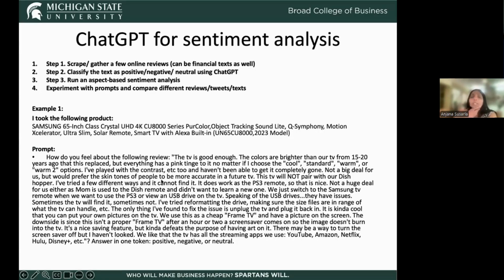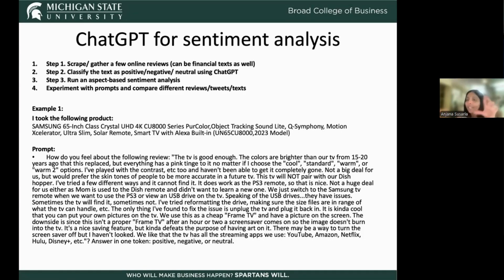So I'll give some toy examples. First, can I use ChatGPT to do sentiment analysis? Yes. Just scrape some online reviews, right? Classify the text as positive, negative, neutral, and run aspect-based sentiment analysis. Is this zero-shot prompting, few-shot prompting? What kind of prompting is it? Were you paying attention earlier when I was talking about it? Okay, it doesn't matter. You can go back and look at the slides. But essentially, this is just very naive ChatGPT for sentiment analysis.